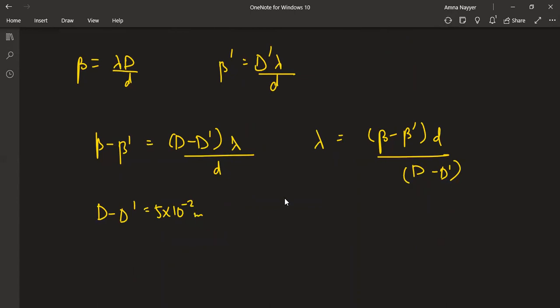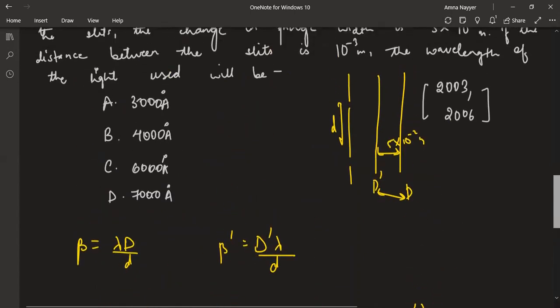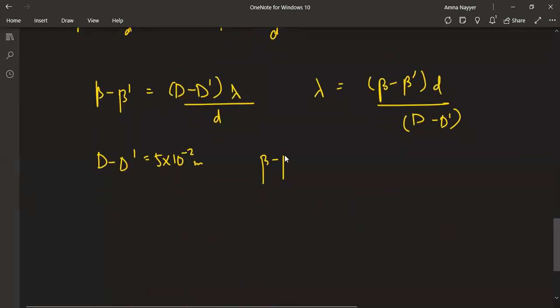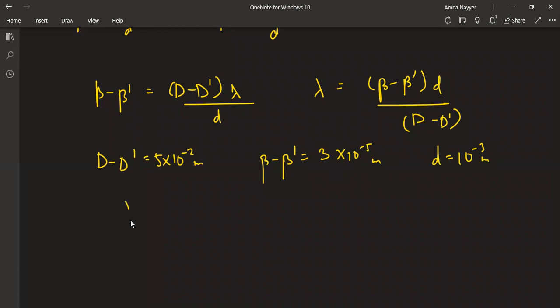Fine. Then the change in fringe width is also given. Beta minus beta dash is the difference, 3 into 10 to the power minus 5 meters. And small d is given as 10 to the power minus 3 meters. So lambda will become 3 into 10 to the power minus 5 meters multiplied by 10 to the power minus 3, divided by 5 into 10 to the power minus 2.